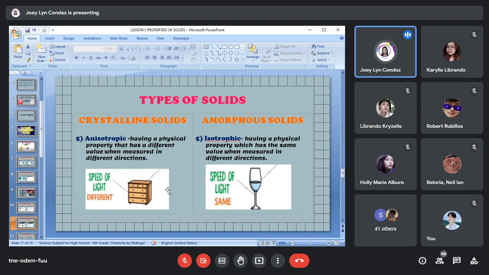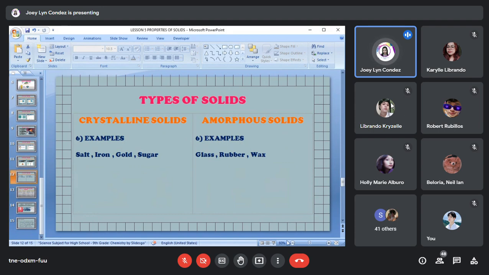Okay, let's have another one. We have here examples of crystalline and amorphous solids. So examples of crystalline: we have salt. Salt also is a crystalline solid. So they have a crystallized structure. Iron, it's a metal. It's still a crystalline solid. Gold is a crystalline solid, while sugar is also a crystalline solid.